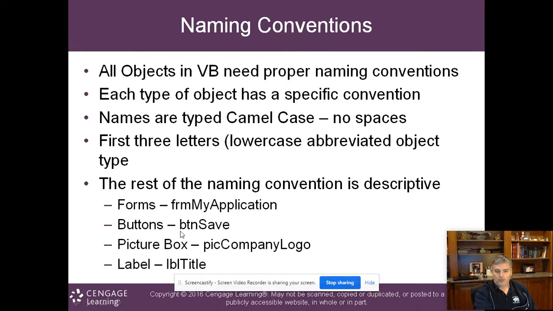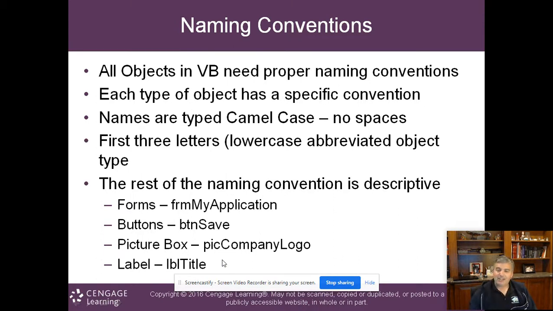For your buttons, you're going to start with btn. If it's a save, it's lowercase btn and then capital Save. So btnSave. And this is the name. So the Name property on the objects, this is what you're changing. You're changing this naming convention. Picture boxes are pic and labels are lbl.